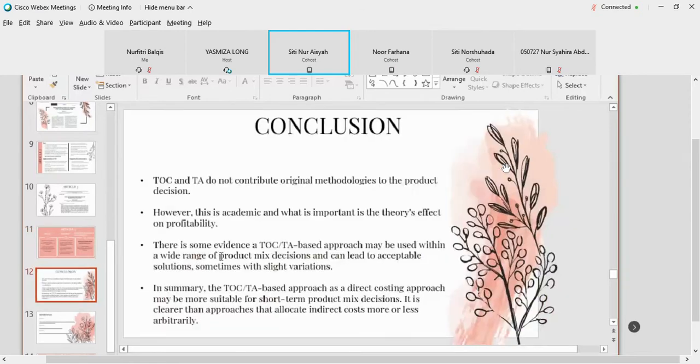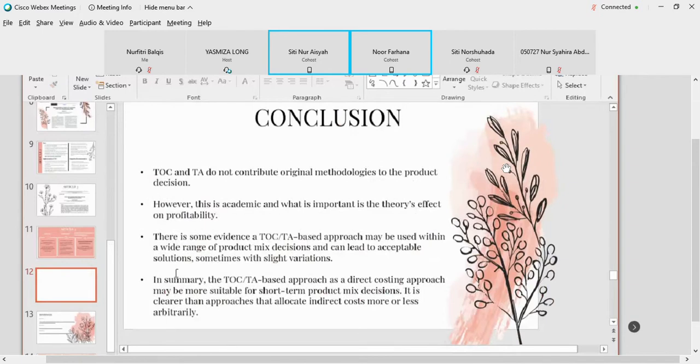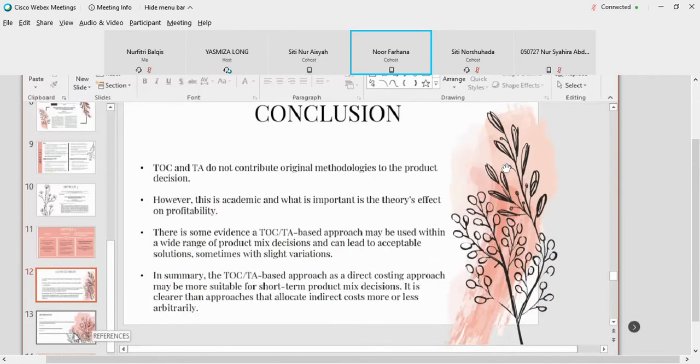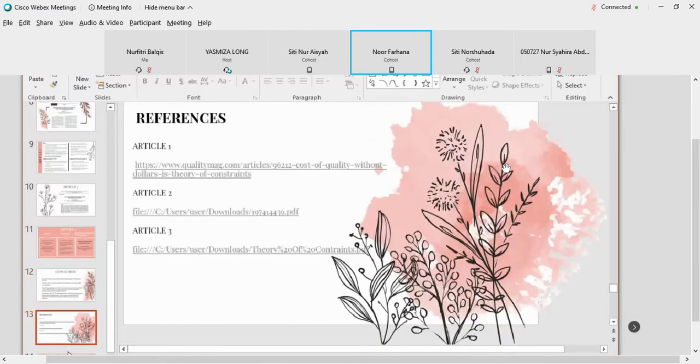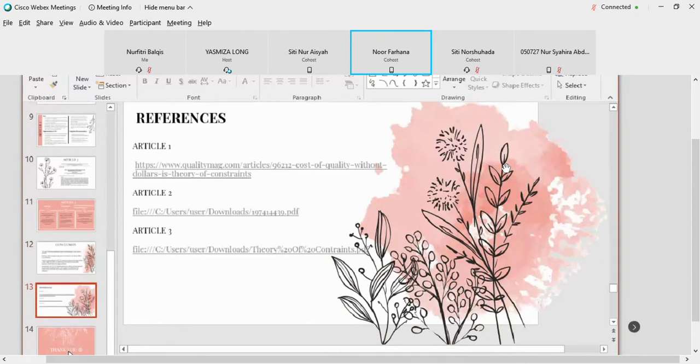Okay, for recommendation or suggestion, first, manufacturing managers should consider adopting some TOC practices instead of others.